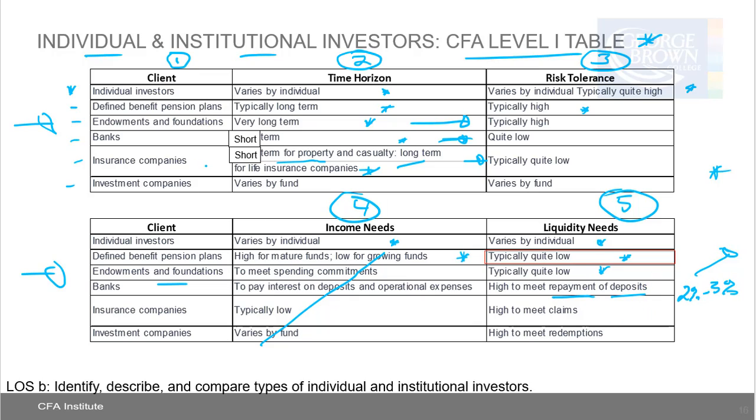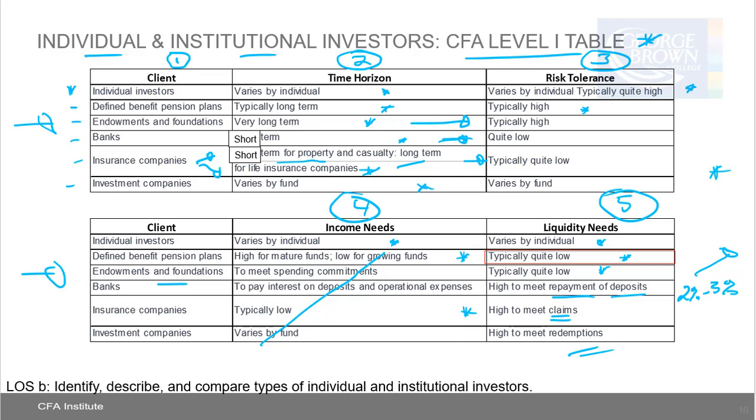So then the insurance companies was split between the property and casualty and the life insurance. And for insurance companies, liquidity needs was high again to meet the claims. Finally, investment companies, again, varies by fund, but in terms of liquidity, high to meet redemptions.